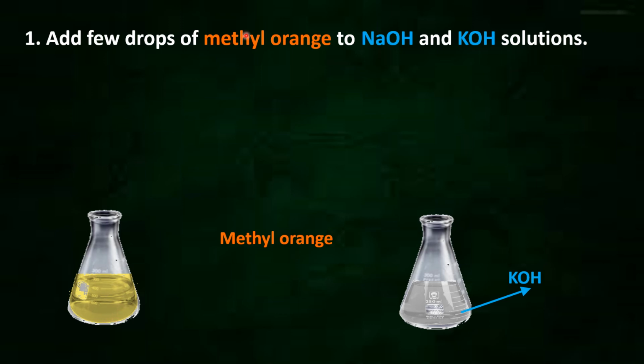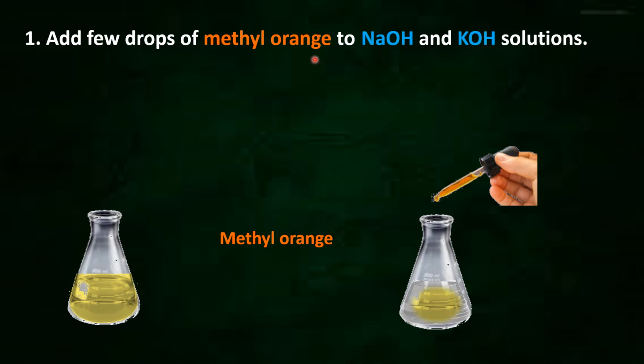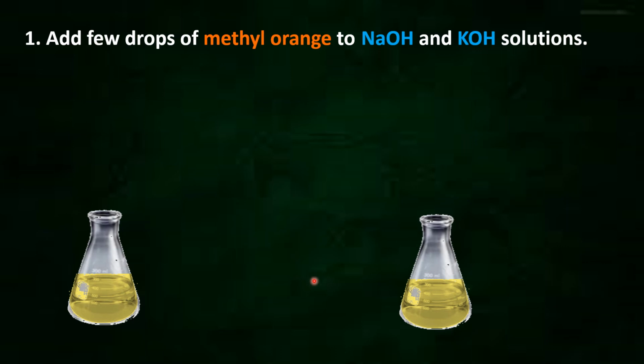Now we'll add the methyl orange to the potassium hydroxide solution and see. Here also it is changing to yellow color. So sodium hydroxide and potassium hydroxide with methyl orange are changing to yellow color. Colorless to yellow, they have changed with the methyl orange indicator. Now we'll see the remaining two solutions, and then we'll come to a conclusion and tabulate them.